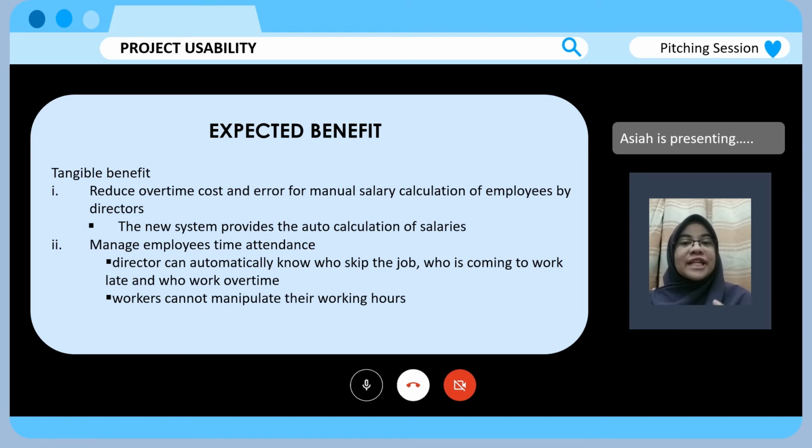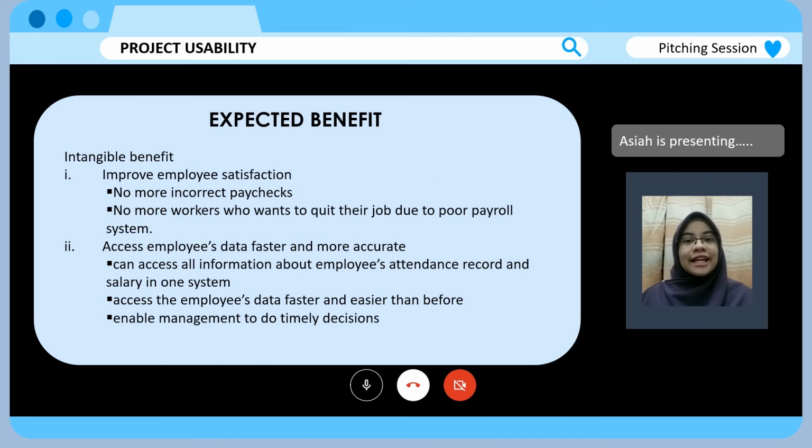Next is managing employee time attendance. By using this system, the director can automatically know who skipped the job, who is coming to work late, and who works overtime, because the fingerprint system will record the entry and exit time more accurately, and workers cannot manipulate their working hours. So there will be no more problem like workers not coming to work but their attendance is full. And then for intangible benefit, the first one is to improve employee satisfaction.